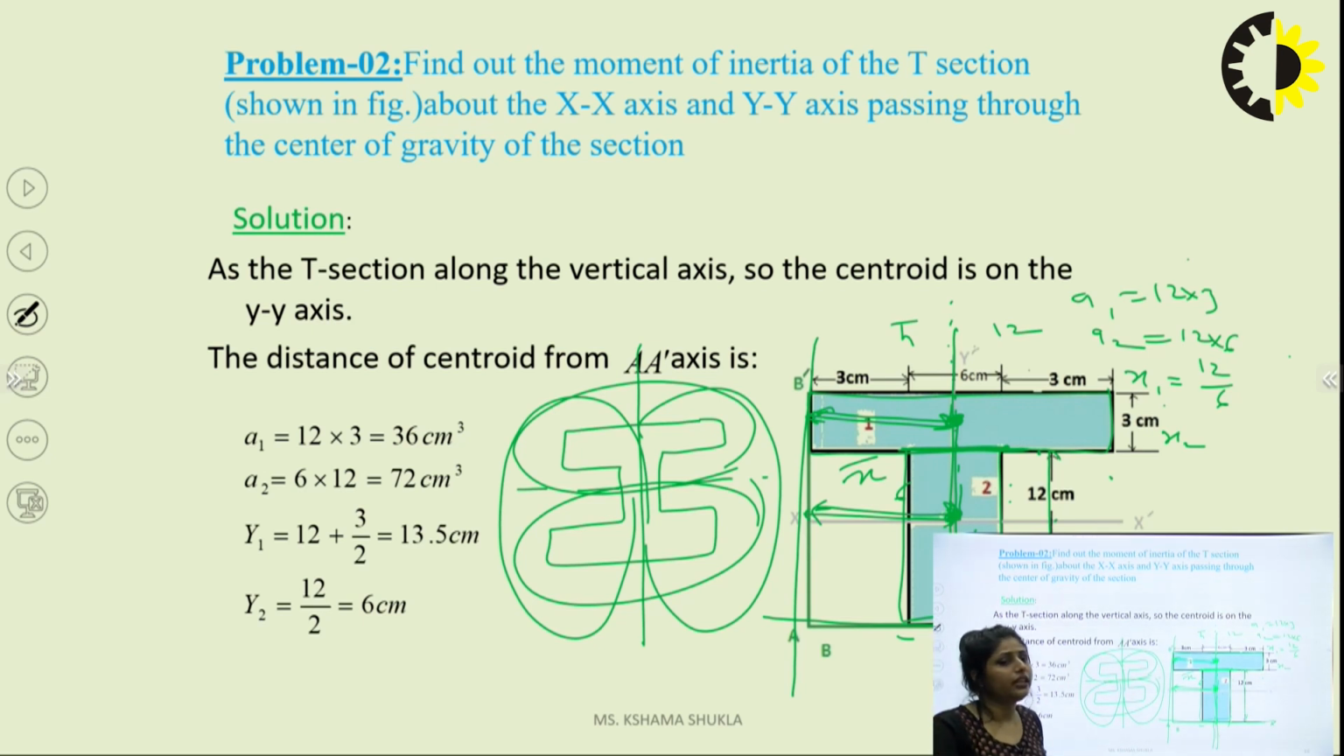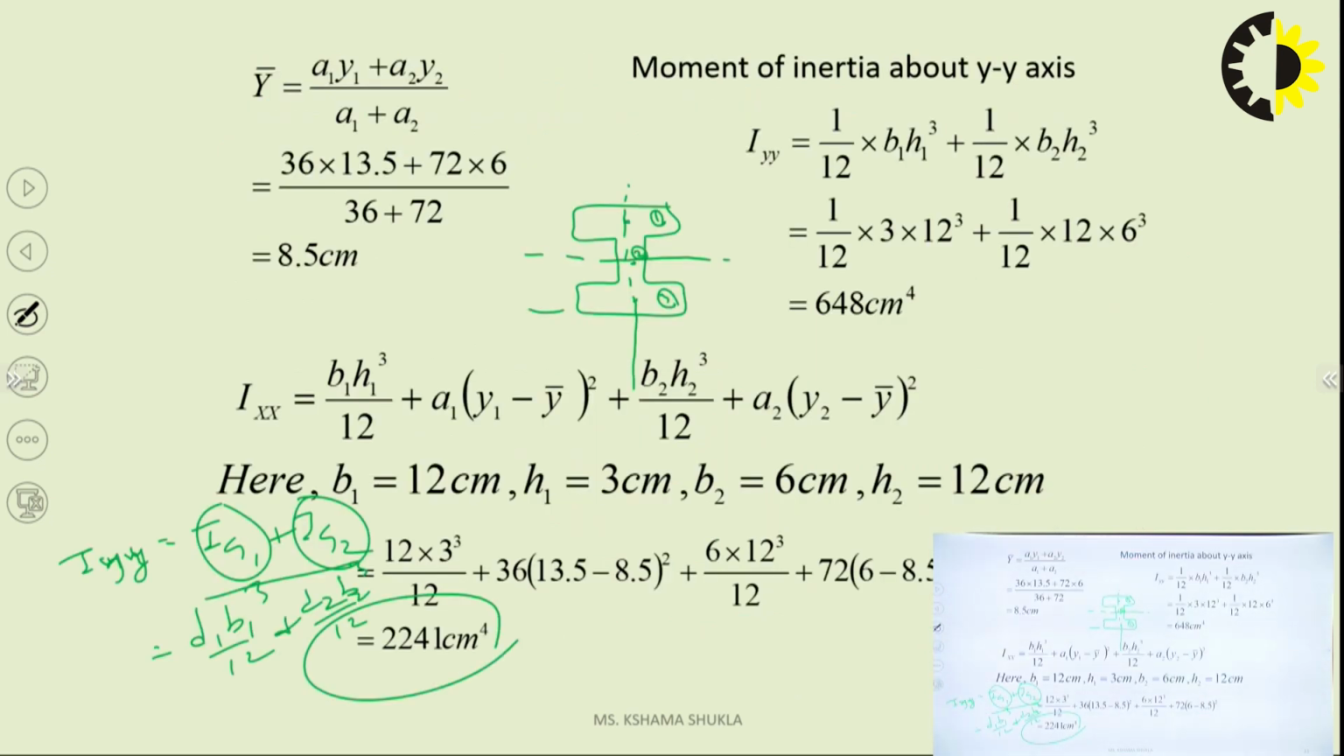So at that time we don't need to find the moment of inertia about any reference line. The centroidal line moment of inertia is similar to the reference line, so I just add IG1 plus IG2. The value of IYY is given simply by that. So in this question, I'm not finding the value of IYY. I'll just find the value of IXX.